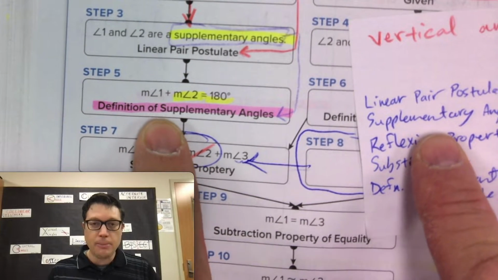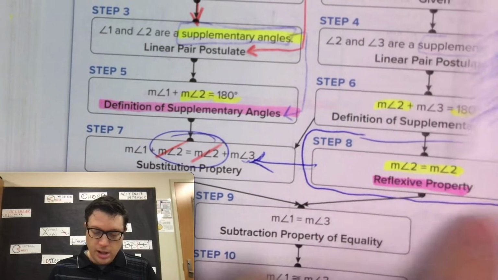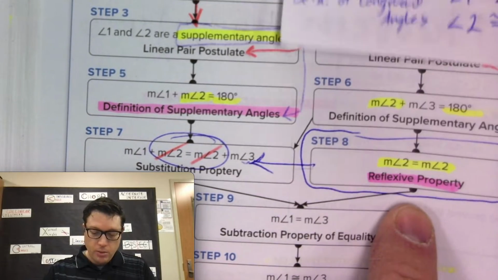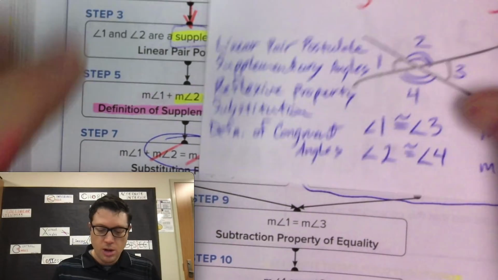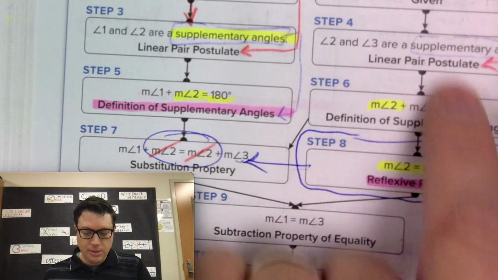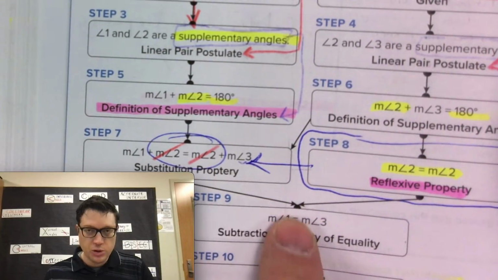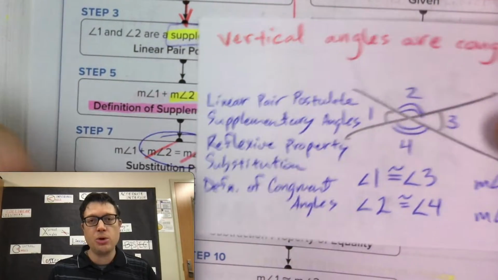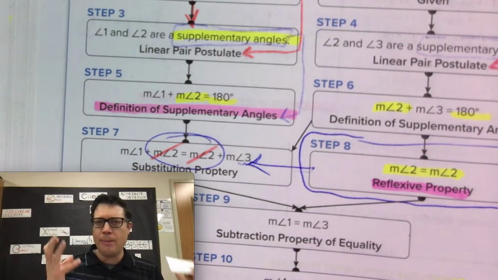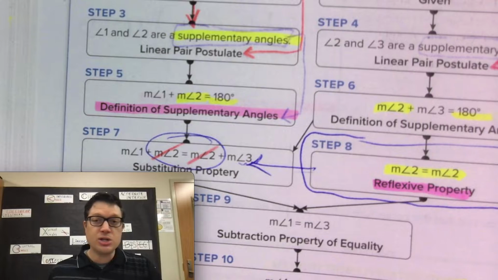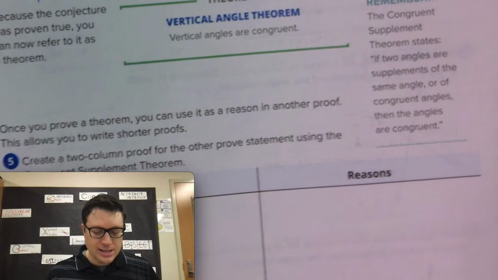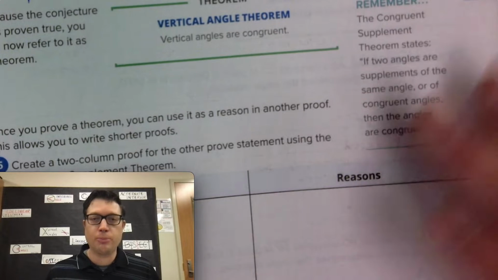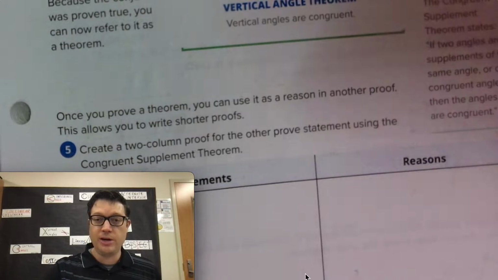We also used supplementary angles. We used the reflexive property. We've used substitution. We've used definition of congruent angles. And so all of these flowchart reasons, I want to put them on this note card too, just so I can start to see the web of connectedness become reality. Now, the rest of page 293 asks us to actually write the two-column proof from the previous page, from page 292's flowchart.